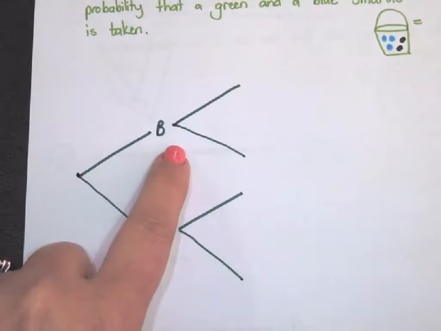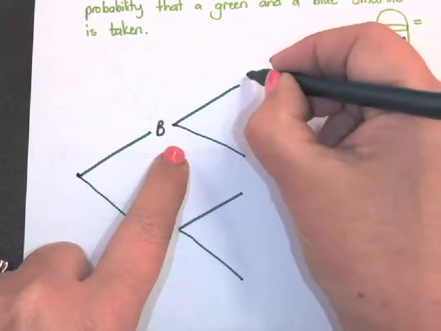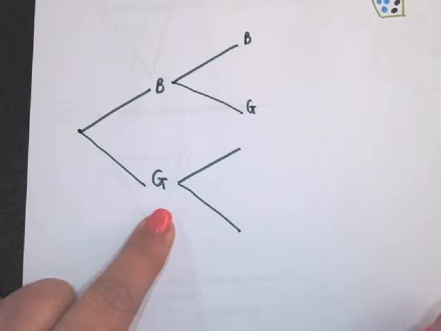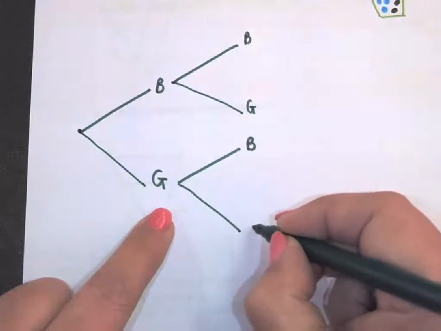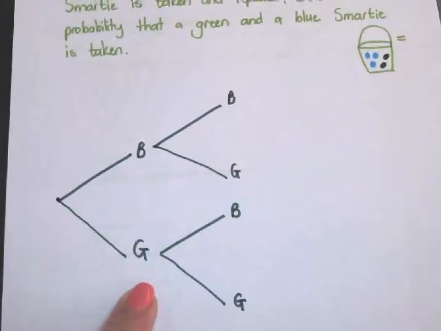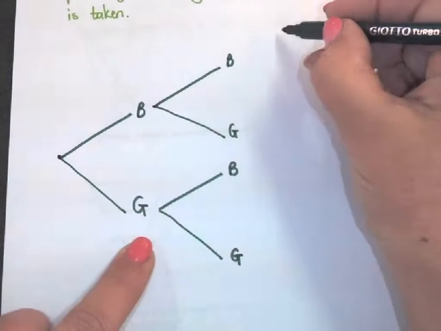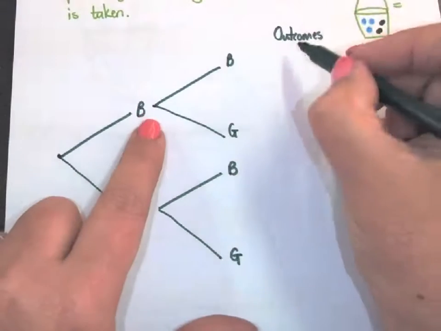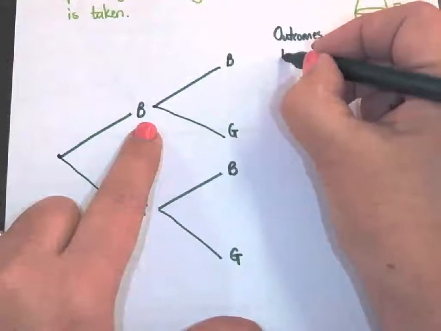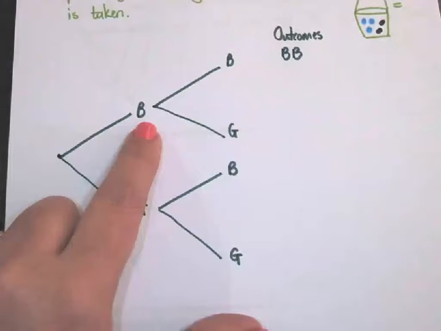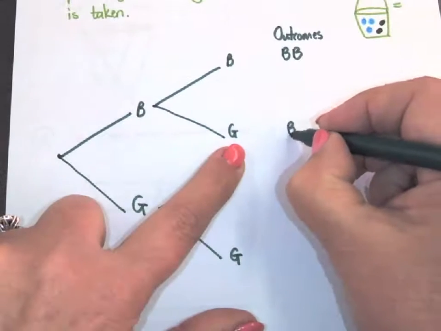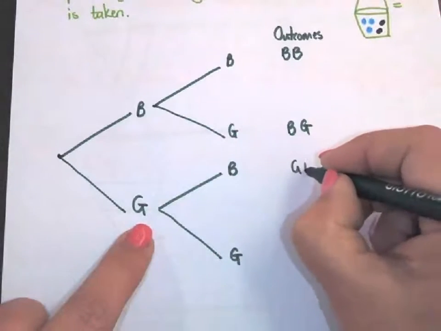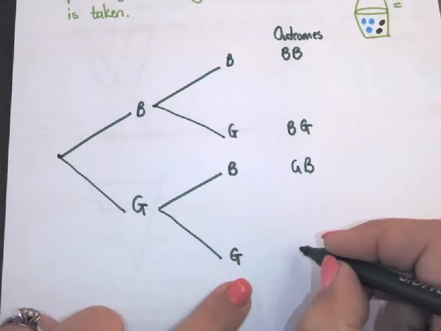Should you have taken a blue one, and you take a next one, it can either be blue or green. Should you have taken a green one and you take a next one, it can either be blue or green. And then we have our outcomes. The first outcome is blue, blue. The next one is blue, green. Then we have green, blue. And green, green.